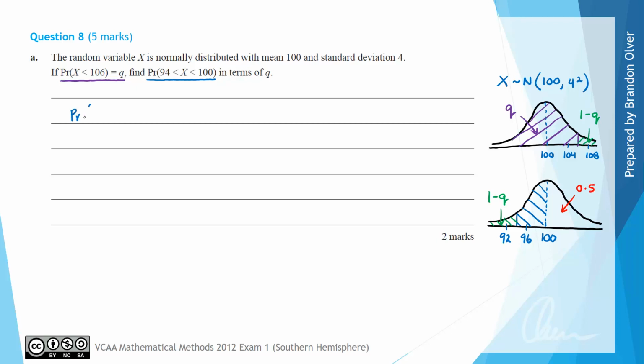So with all that in mind, we can now find the probability that x is between 94 and 100 as being equal to, and now the whole bell-shaped distribution has an area of 1 underneath it, and if we subtract off the 0.5 in red, we're just left with a half, so that represents all of the green and the blue region. However, we just want the blue region, so we're going to subtract away the area of the green region, which is 1 minus q. And now simplifying this, we'll have a half subtract 1 gives negative a half, and then we'll have subtract negative q, which gives positive q. So that is the answer to part A of this question.